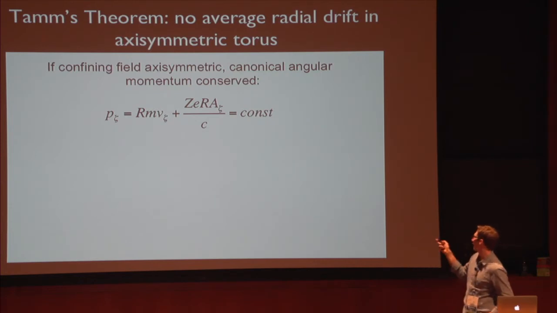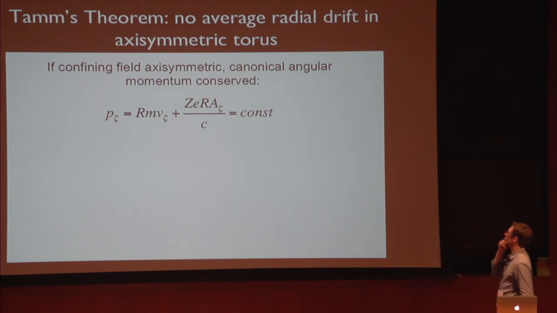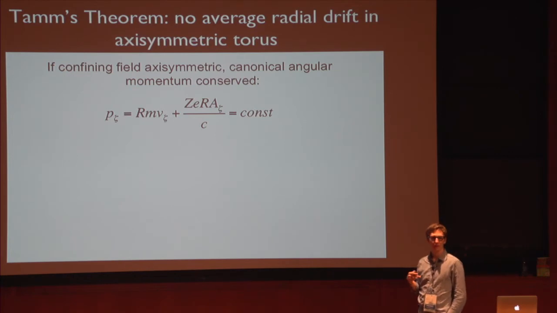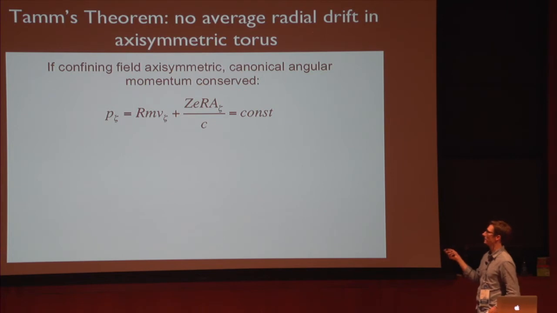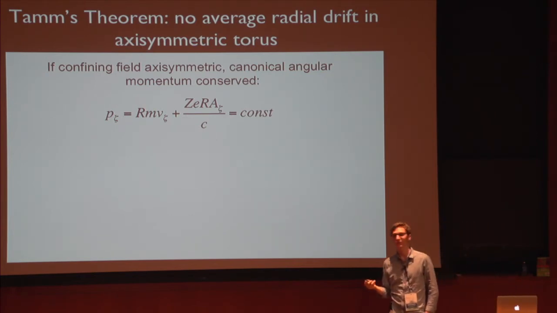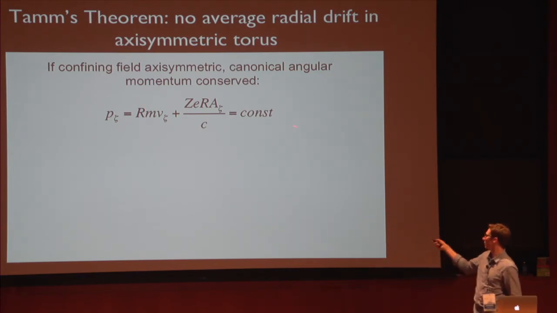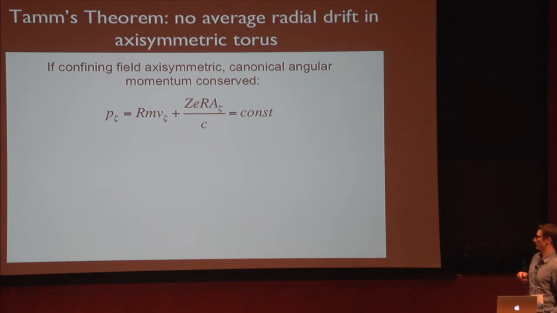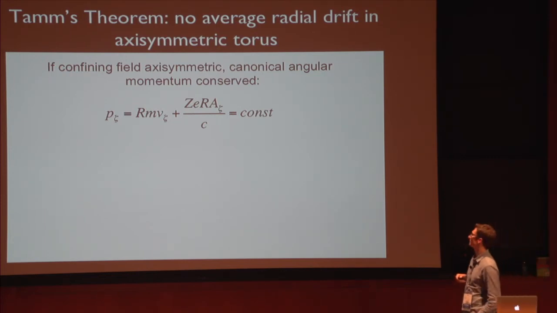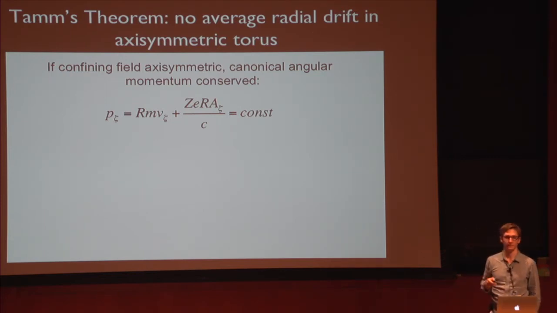And so this is the proof of that. Physically, what's happening is that if you have a degree of symmetry in the problem, then you have an associated conserved quantity. In this case, we have axisymmetry, so nothing's changing in the toroidal direction. And so the canonical angular momentum associated with that direction is going to be conserved. So I can write that angular momentum in this way: major radius times mass of particle times the speed in the toroidal direction, plus this term which involves the vector potential. A sub z is the toroidal component of the vector potential, and this has to be a constant in our torus.